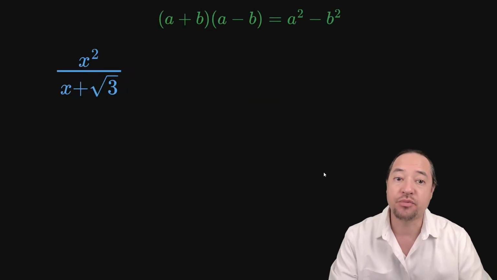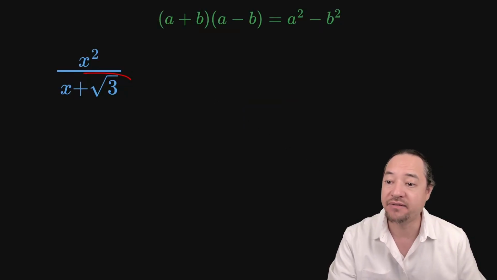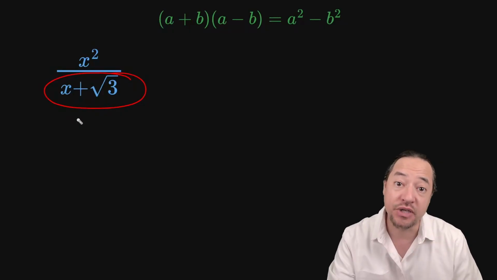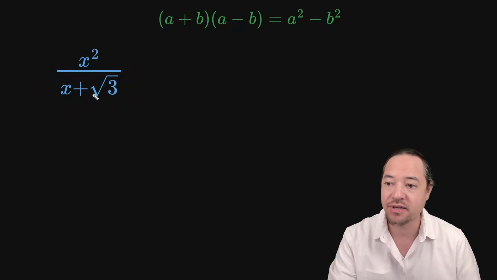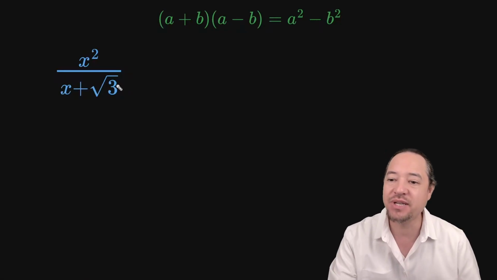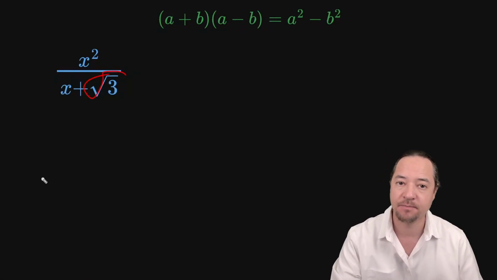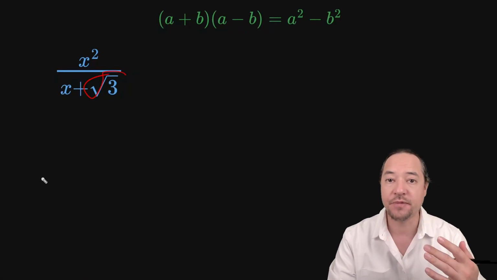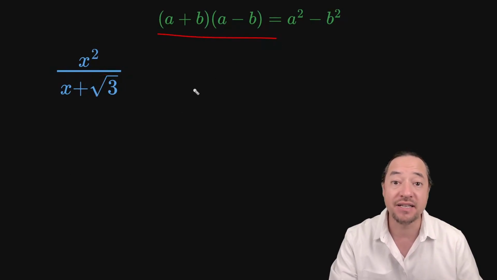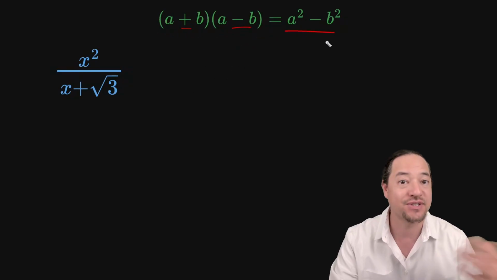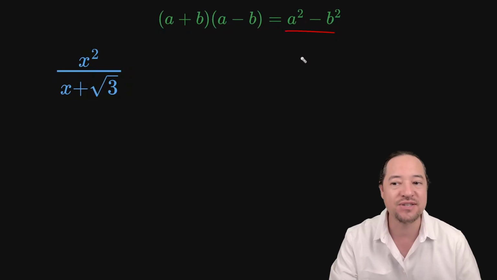We're going to consider problems where you have a binomial in the denominator. Maybe one of these terms has a square root, maybe the other does, maybe it doesn't, but you need to get rid of this square root here. How do we do that? Well, we're going to be taking advantage of this special product rule right here. If you multiply the sum and difference of these two binomials, you're going to get the difference of two squares, a squared minus b squared.